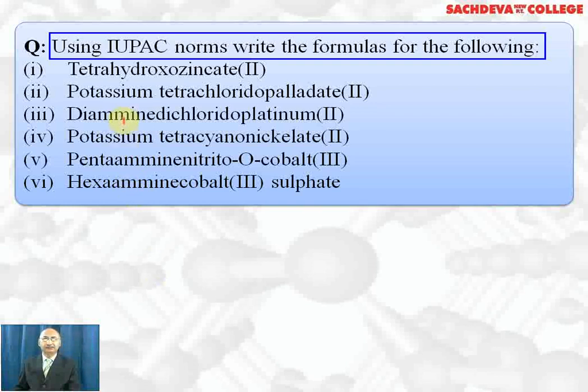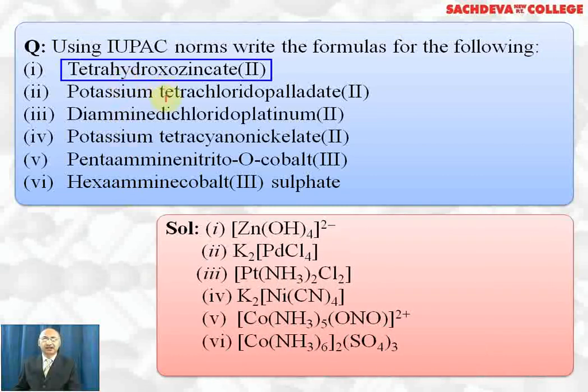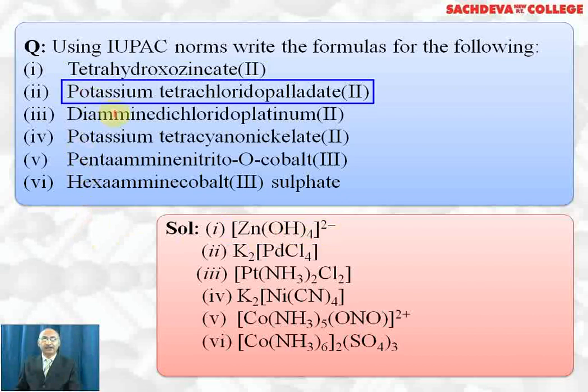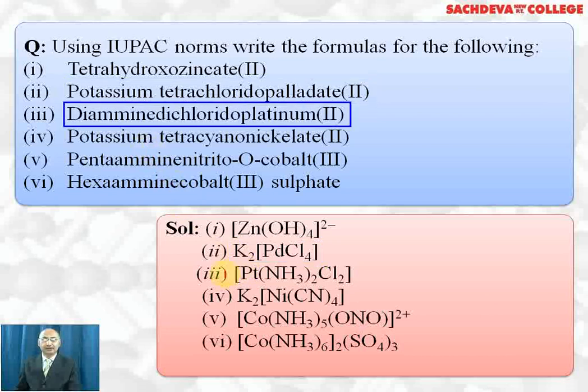Write the IUPAC name. Using IUPAC norms, write the formula of the following compounds. First one is tetrahydroxozincate. Zinc is +2, OH is -1 into 4 is -4, so -2 is the charge on this complex. Potassium tetrachloridopalladate(II): [PdCl4] is the complex, and the 2- charge is neutralized by 2 potassium ions. Next one, diamminedichloridoplatinum(II): platinum with 2 ammonia molecules and 2 Cl in square brackets, there are no counter ions.